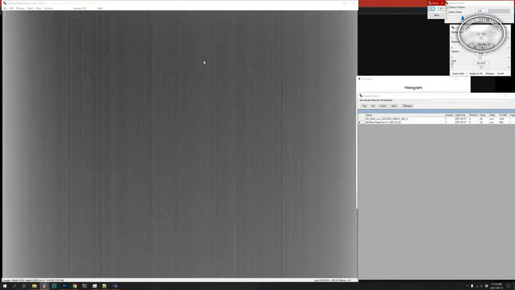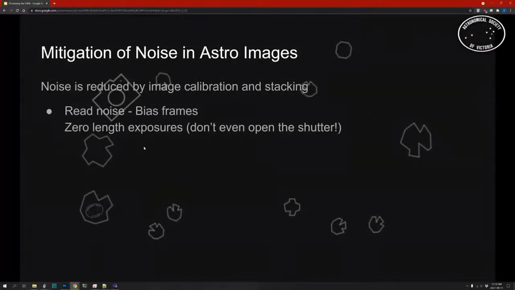And the bias frames that I stacked here were taken over at least a 12-hour period. So the camera was turned on for a long time. It reached its thermal equilibrium, and this is really representative of the behavior of the camera in the real world as it took those bias frames. So that's bias frames. Read noise is mitigated by taking bias frames and calibrating with them.